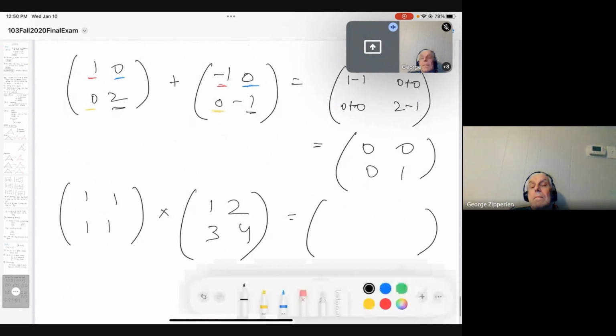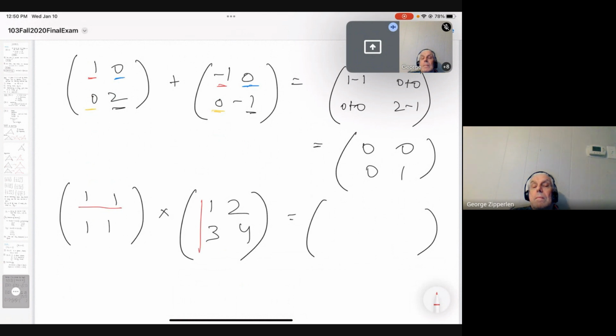First of all, I take the first row and the first column, and multiply them like this: 1 times 1 plus 1 times 3. Similarly, I do it for the other entries. I take the first row and the second column, the second row and first column, the second row and second column, and so on. Similarly, you can fill in the entries. This is how we multiply two matrices.